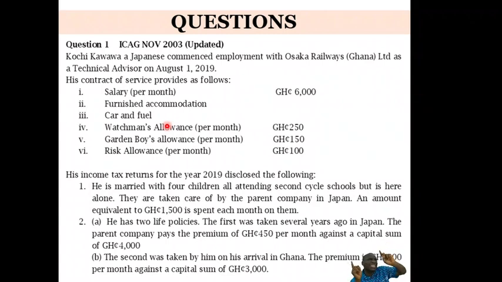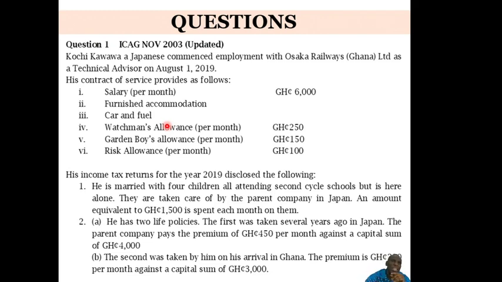And Kochi is not a citizen of Ghana, he's a Japanese. Therefore, you want to look at whether he was present in Ghana for a period or periods amounting to 183 days or more. If that period is less than that, then being a Japanese, Kochi will be regarded as a non-resident employee in the 2019 year of assessment. Now, as a non-resident employee, the question is, should Kochi pay tax in Ghana? Yes. Kochi should pay tax on his employment income in Ghana.